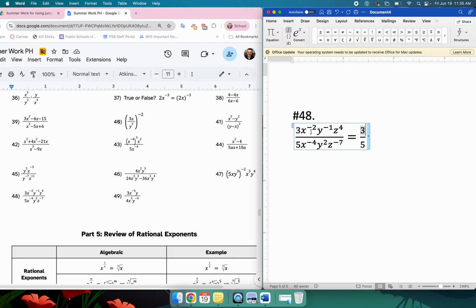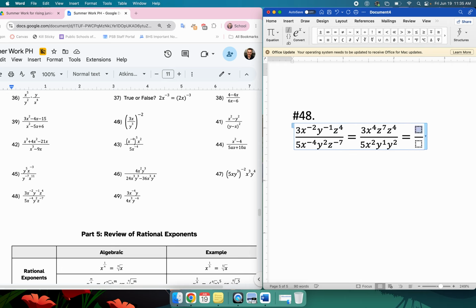However, this x to the negative 2, that guy is going to go downstairs, exponent becomes positive. This guy is going to go upstairs, exponent becomes positive. This y to the negative 1, that goes downstairs and becomes positive. This y squared stays exactly where it is because it has a positive exponent. It's not going anywhere. This z to the negative 7 is going to go upstairs, and the exponent becomes positive, and this z to the 4th stays exactly where it is because it's got a positive exponent.